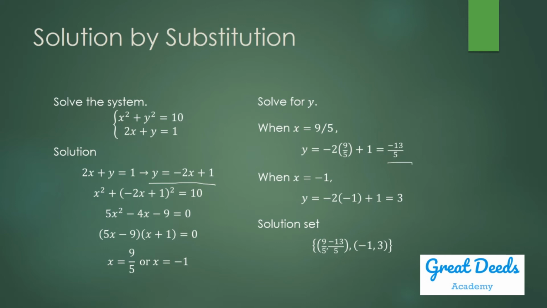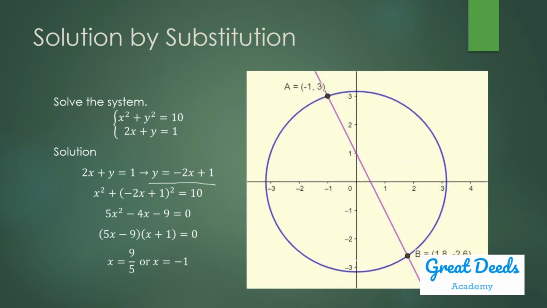The solution set contains the points of intersection, and when you have to write the coordinates of the points of intersection, this is how you write it. And then you put them inside a pair of braces. So visually, what this means is your line will intersect the circle, and the points of intersection are going to be these points A and B.